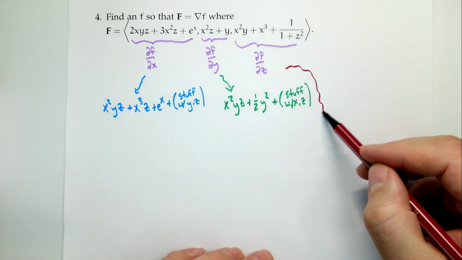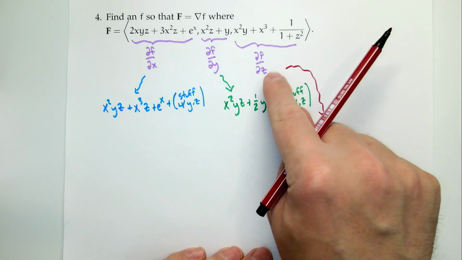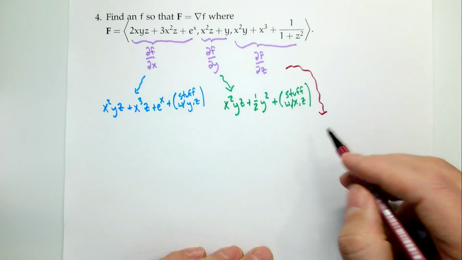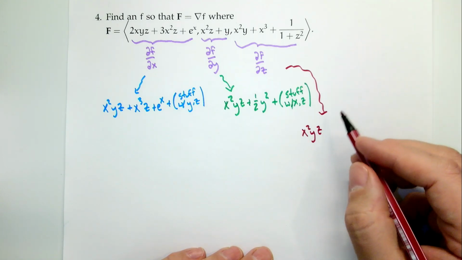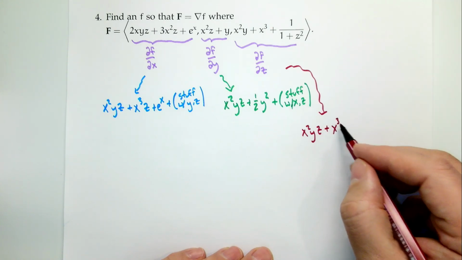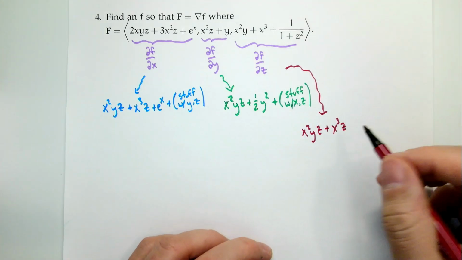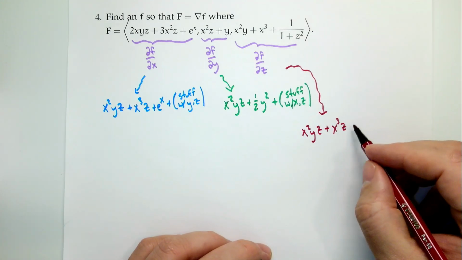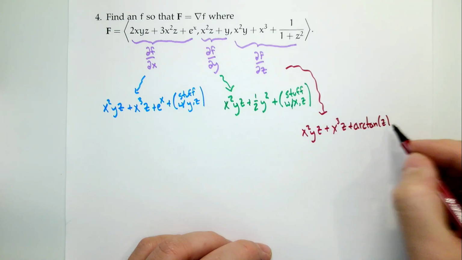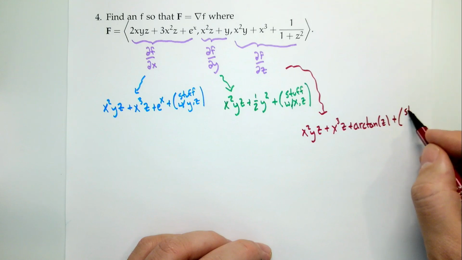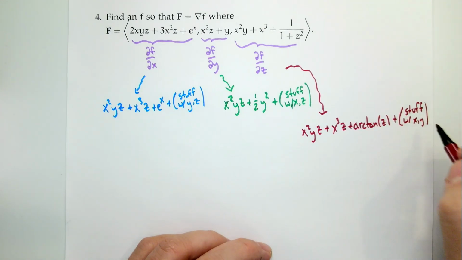Now if we come to our last slot, again we do the same thing. We're going to take the integral with respect to z. What do we get? Well, the first one, x and y are constant, so it's x squared yz. x cubed is a constant, so x cubed z. And then the antiderivative of 1 over 1 plus z squared, well, it wouldn't be a proper calculus quiz if we didn't mention it. That's arctangent of z. And then plus stuff with x and y.